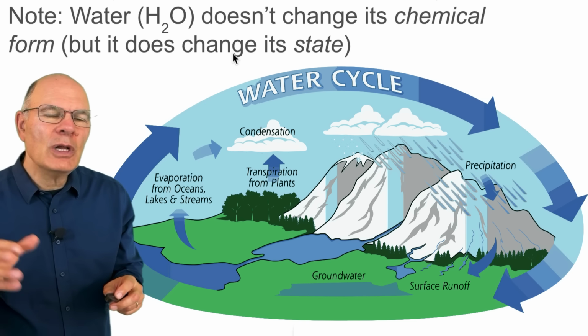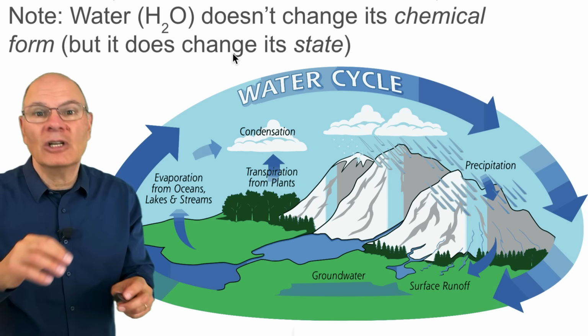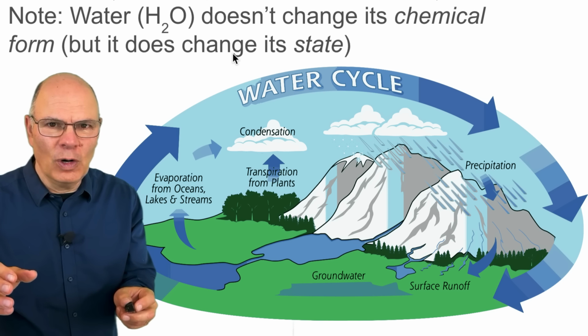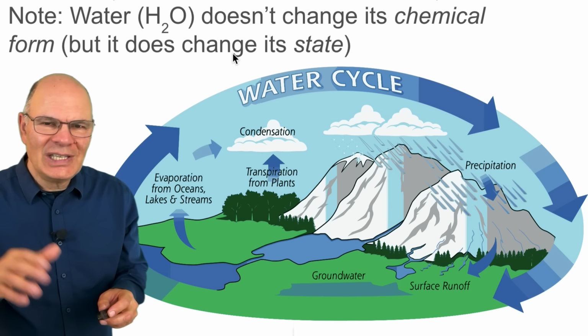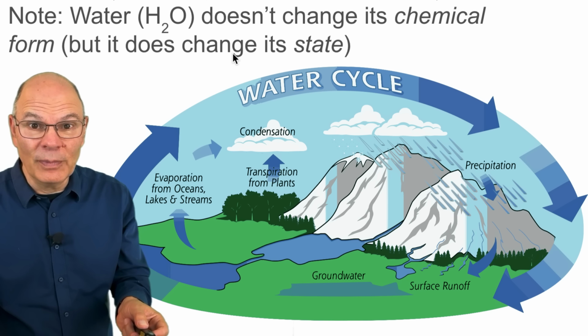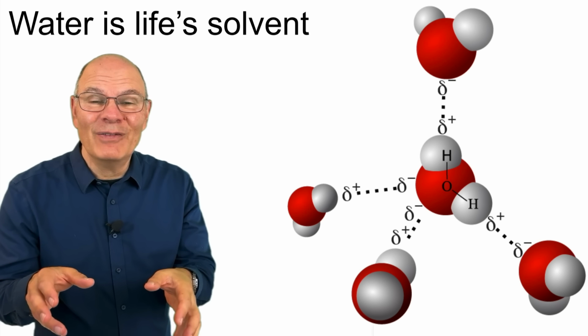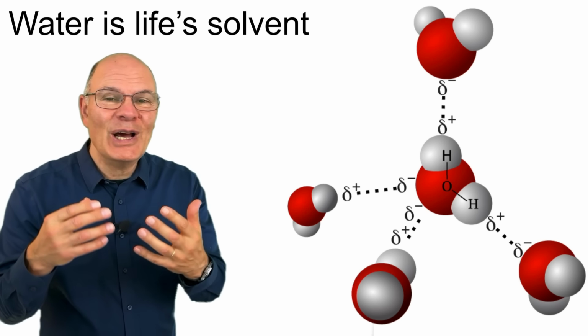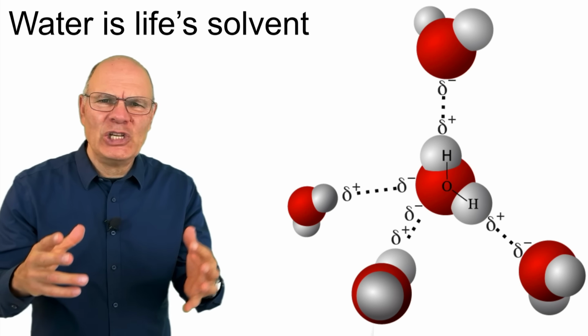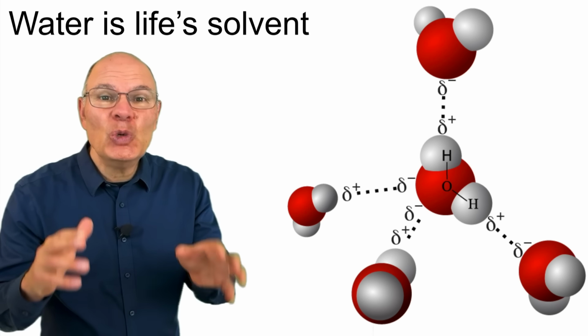A thing to note about the water cycle is that water, H2O, doesn't change its chemical form, but it does change its state, moving from liquid form to gaseous form to solid form. Water is life's solvent. It makes up most of living things by weight. That includes you, me, bacteria, redwood trees, you name it.